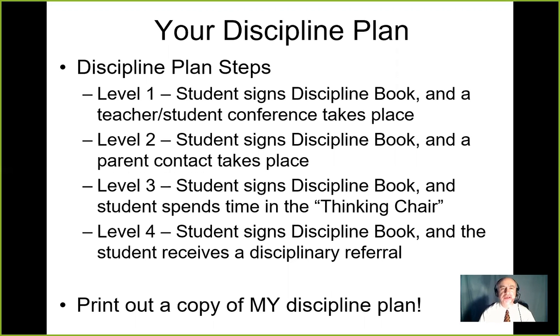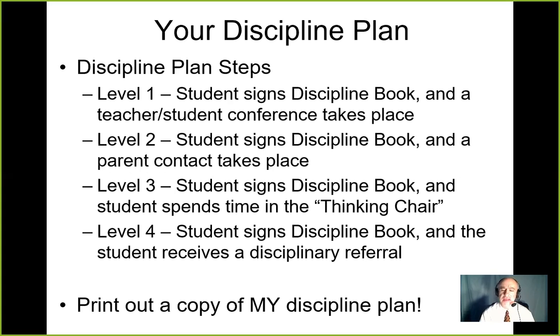And that's all you're doing, is you're just telling the parent that their child is signing the discipline book, and you're explaining why they had to do that. You're not getting emotional and you're not putting them on the defensive. On level 3, if a student has to sign the discipline book again, and we set this back to 0 at the end of each semester. You can set it back to 0 at the end of every 9-week period or 6-week period. That's totally up to you. I used to do semesters.